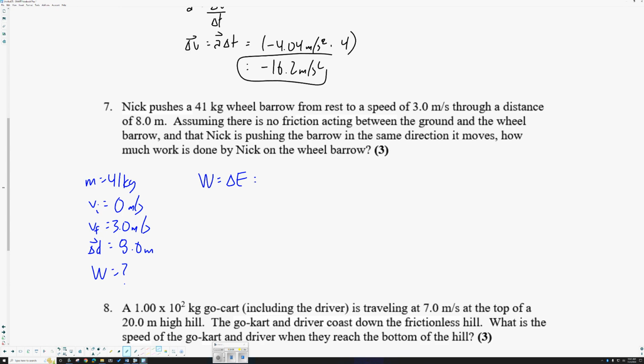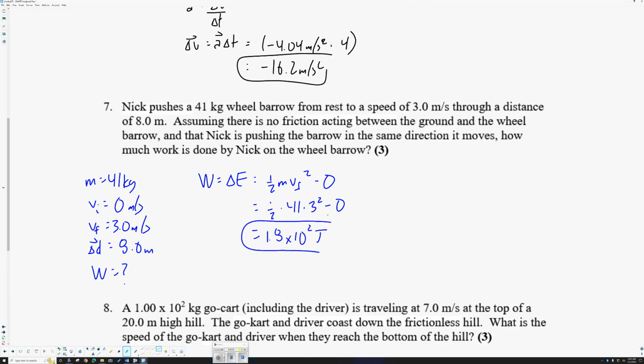Now, the final energy of this wheelbarrow is kinetic because it's moving. So we're going to say the final 1/2 m vf squared minus the initial energy. As the wheelbarrow is at rest, it has 0 initial energy. I'm just going to say 1/2 of the mass, which is 41 kilograms, times the speed squared. Don't forget to square that speed. Minus 0 gives me 1.8 times 10 to the 2 joules.